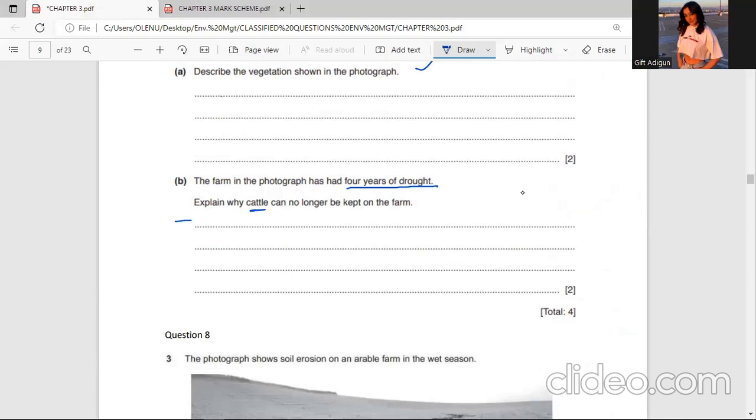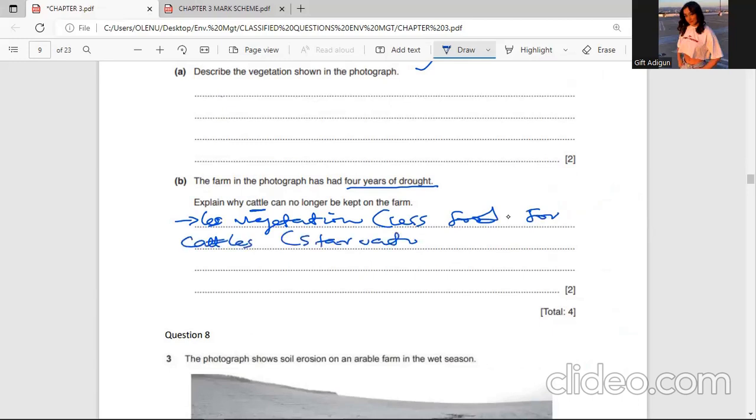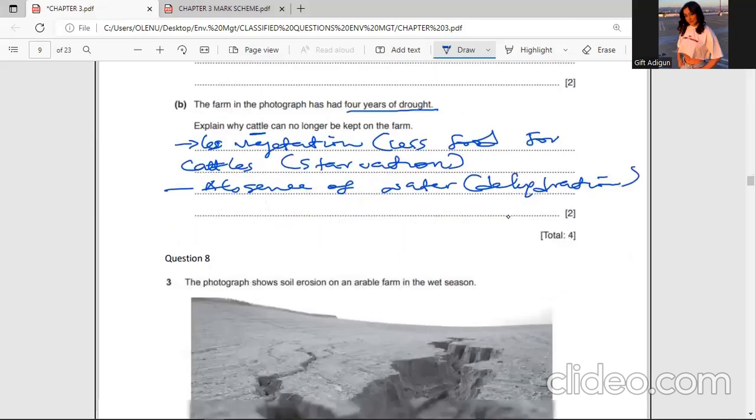Next question is, the farm in the photograph has had 4 years of dryness. So explain: with dryness, plants will not grow, so less vegetation. And if there is less vegetation, you expect that there will be less food. This will now lead to starvation of the cattle. Another thing is absence of water, and that means dehydration. So the cattle can die from dehydration also.